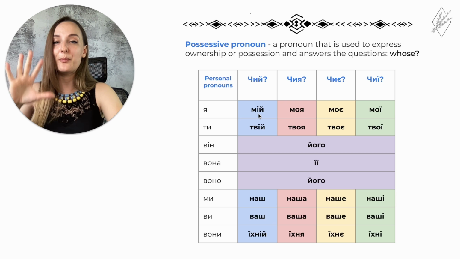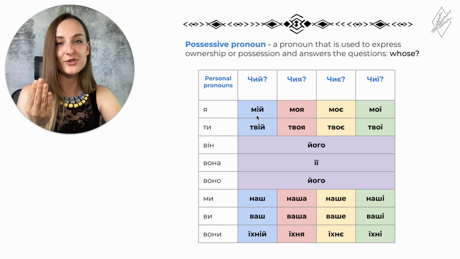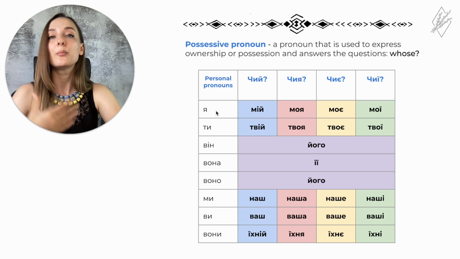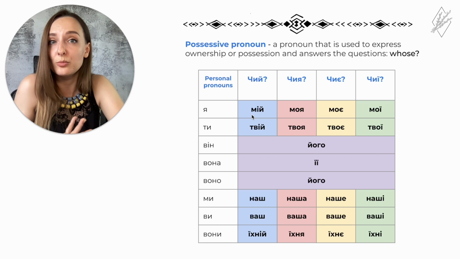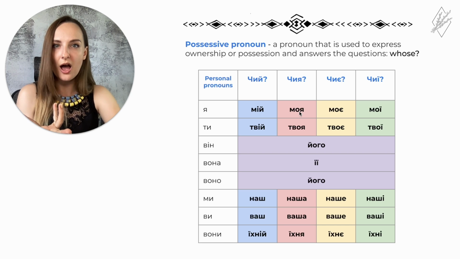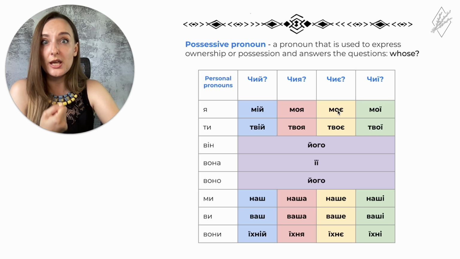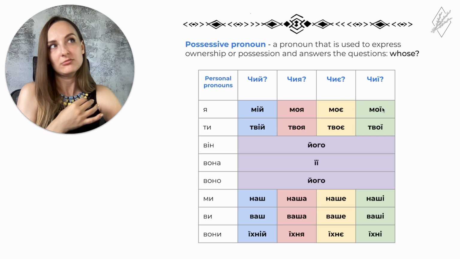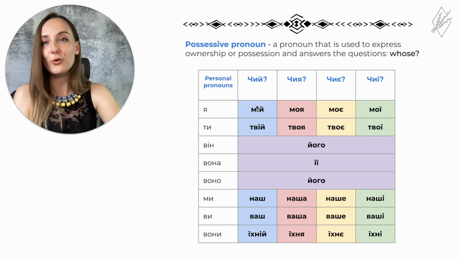And the possessive pronouns also will have 4 forms. For example, my personal pronoun is я, but possessive pronouns are мій будинок, моя, feminine, моя автівка, моє дзеркало, neuter, and мої друзі, plural, my friends. So we have 4 different forms.